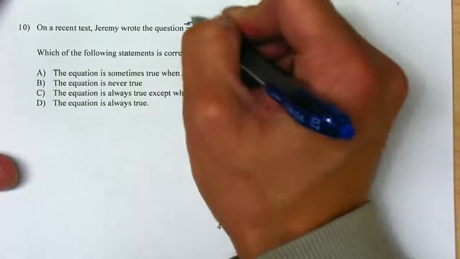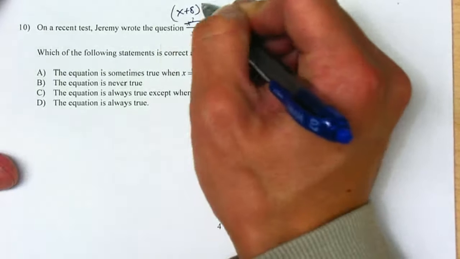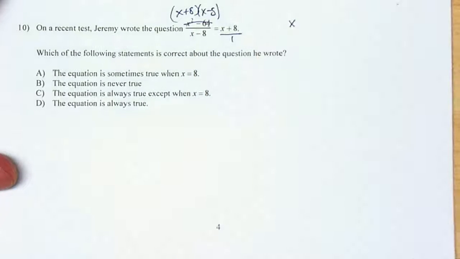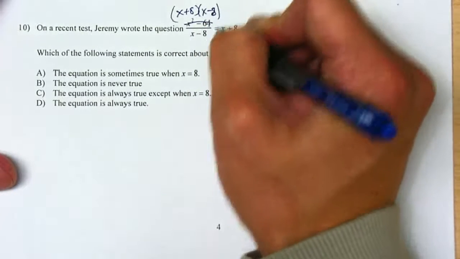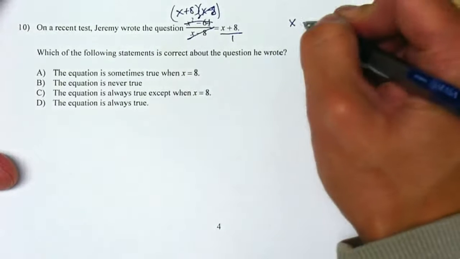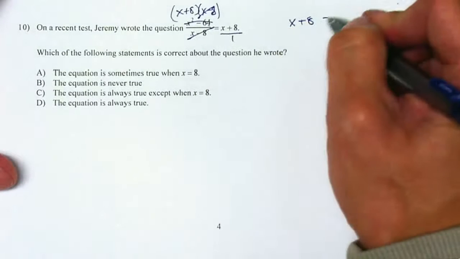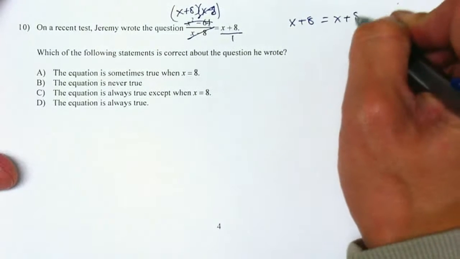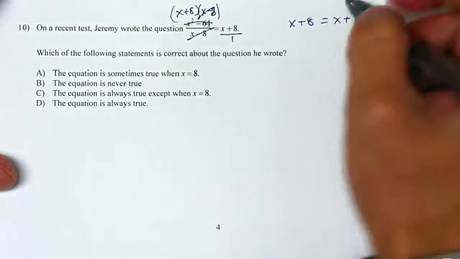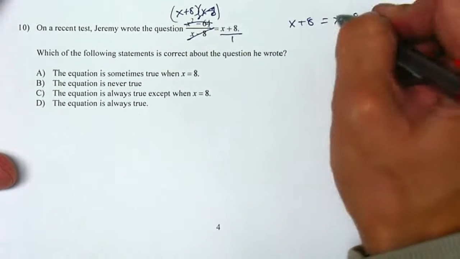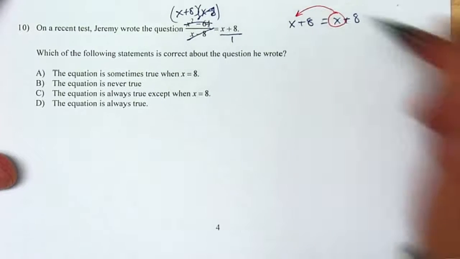This actually turns into x plus 8, x minus 8, and so I notice that x minus 8 on top and bottom, those cancel out, and I'm left with x plus 8 on the left side equals x plus 8 on the right side. It's exactly the same thing, so when is this true? It's always true. But just to make sure we always get this, let's just actually move these together.